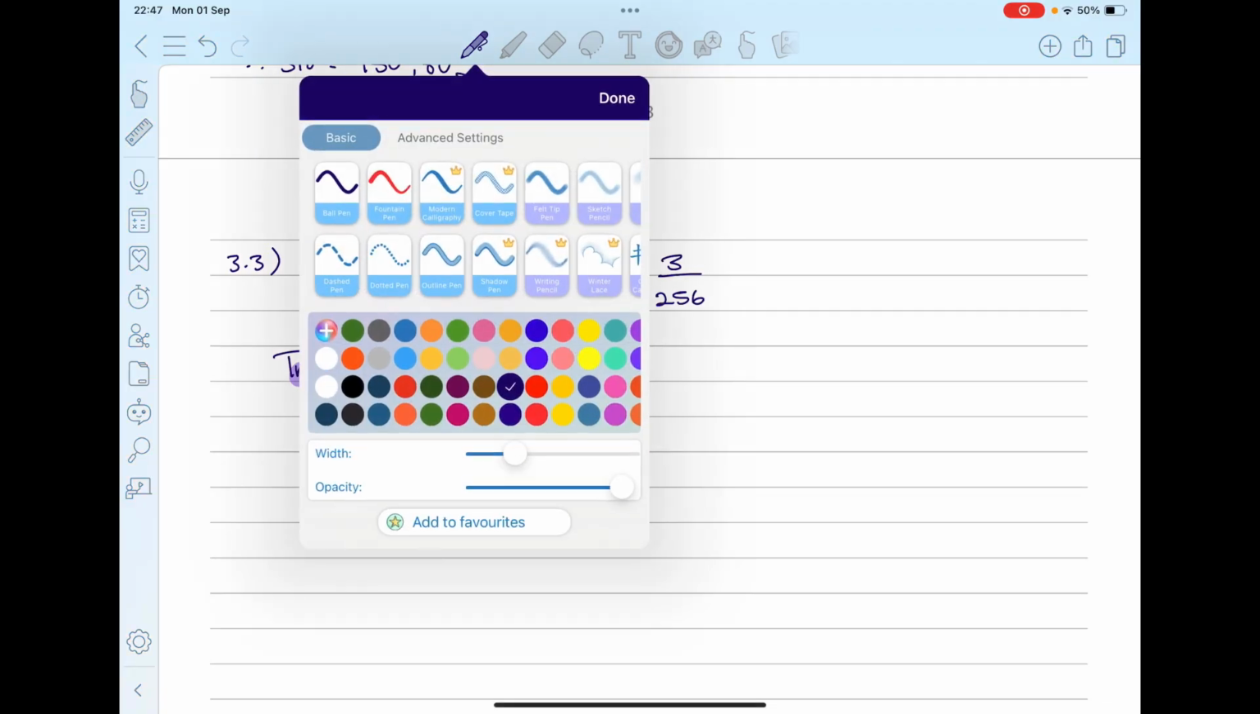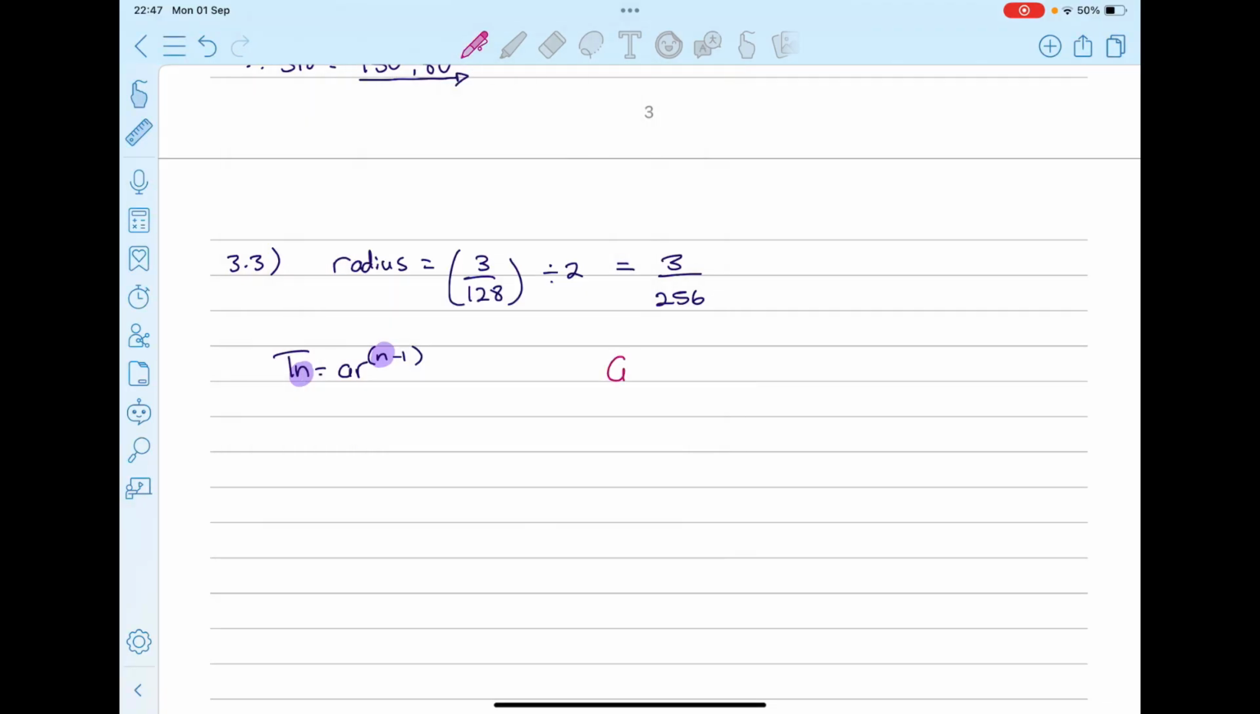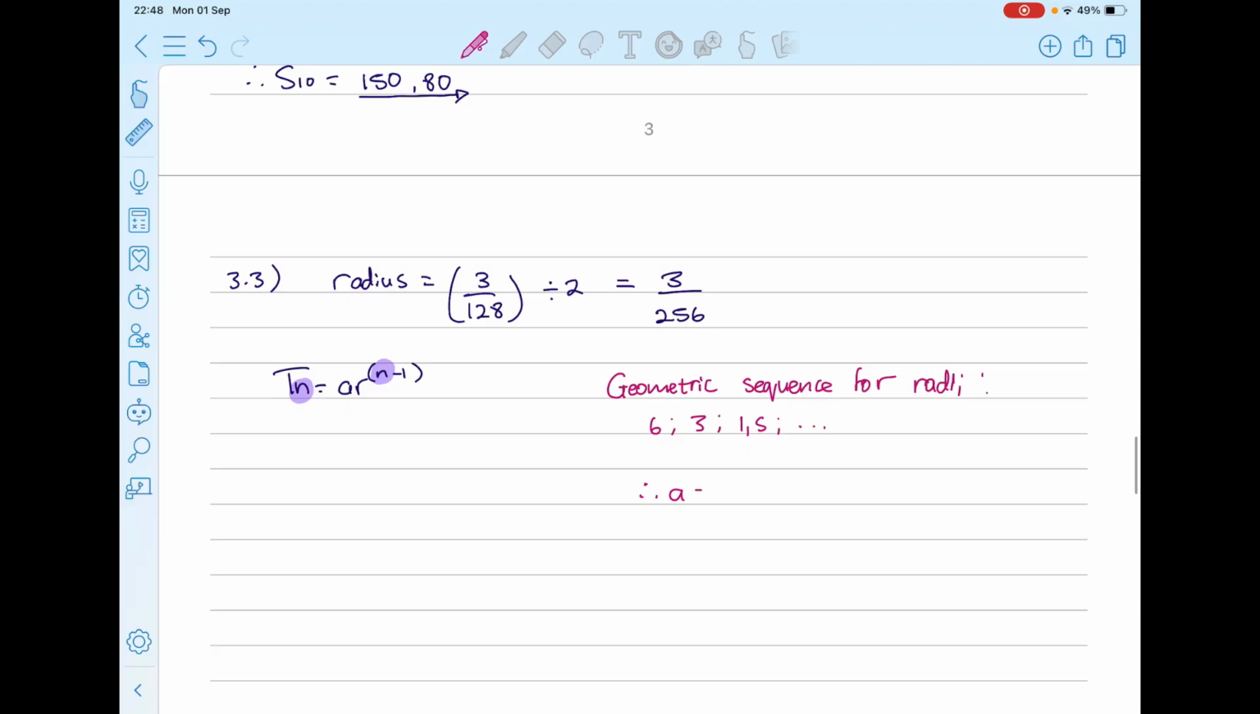So let me write in a different color. Geometric sequence for radiuses, it's radii. There's no such thing as radiuses. Okay, so the first one was 6, second one was 3, third one was 1,5, and that's how the pattern went. So we can see that therefore A is equal to 6, and we need to get r.